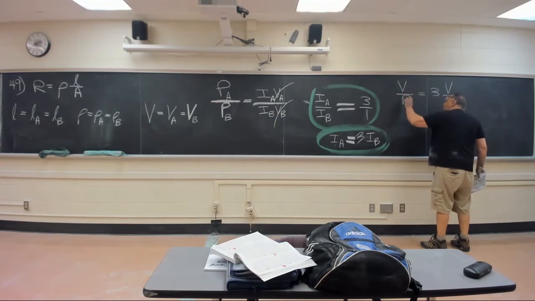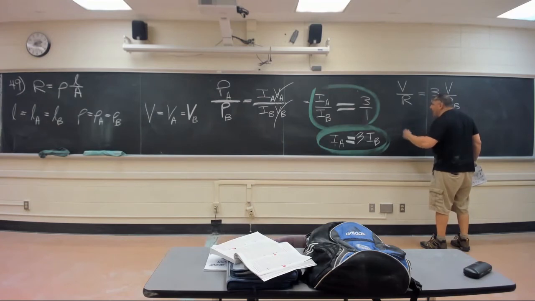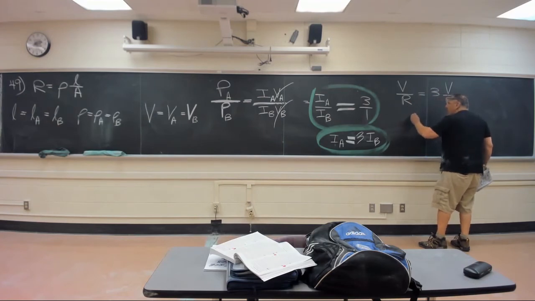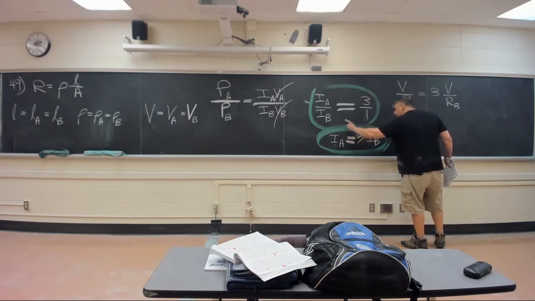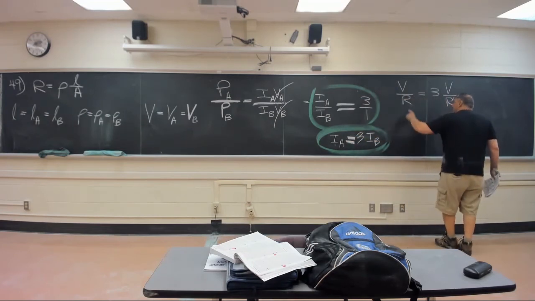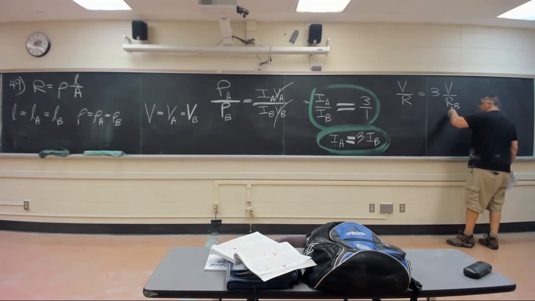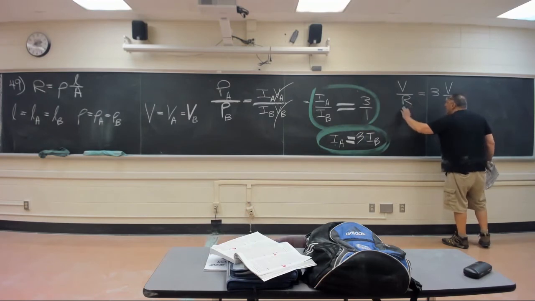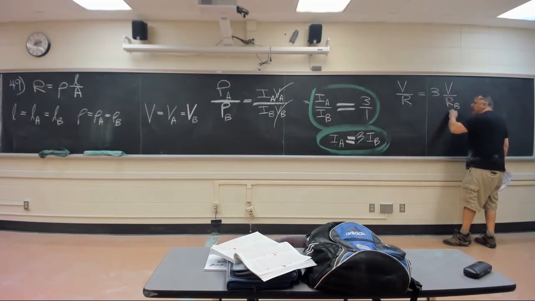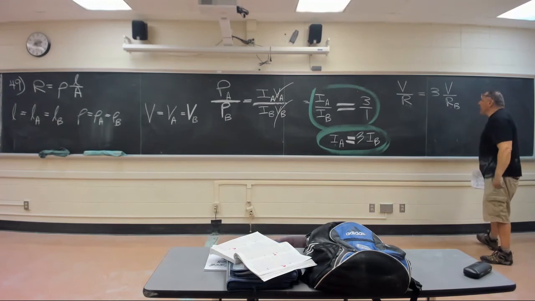IA is V over R, associated with the resistance of whatever that one is. You can put an A right here if you want. R is the resistance of wire A. RB is the resistance of wire B. V over R is IA. V over RB is IB, but you got to multiply by 3 to get equal to that one.